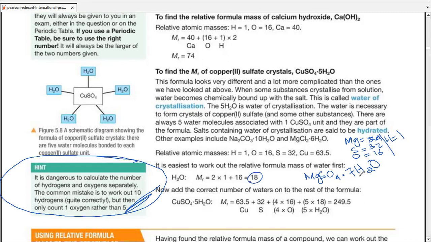18 is the mass for water as a whole. So multiply this 7 by 18. Instead of doing them separately, always do them as a whole. The whole water is 18. So 18 into 7, 126. And 120 of MgSO4 and 126 of water added together, 246. Yeah, I got 246 now.